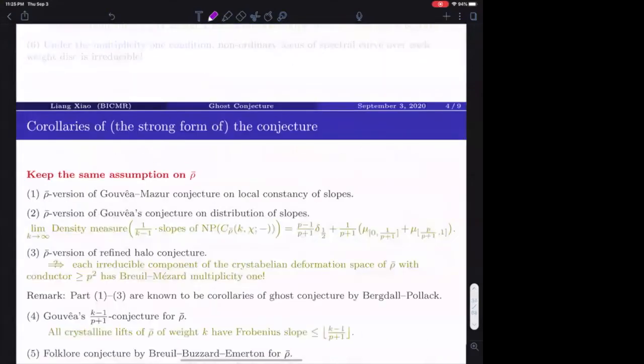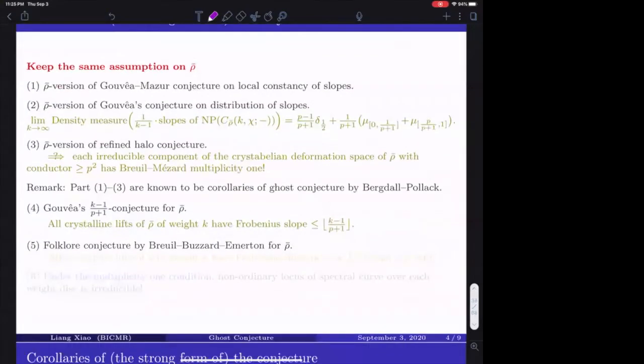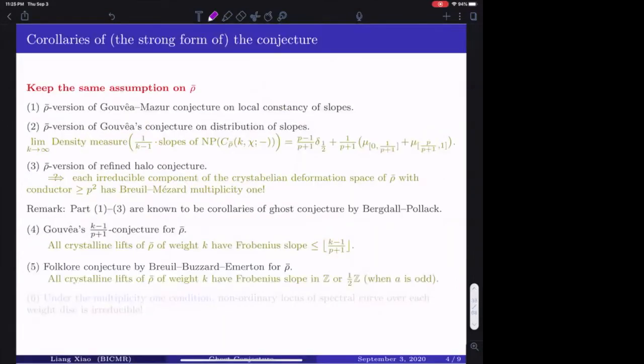Another folklore conjecture, this is a folklore conjecture by Breuil, Buzzard and Emerton. What they conjectured was that all crystalline lifts of this rho bar of weight k must have Frobenius slopes in Z or half of Z. Namely, there might be a half integer happening, but no more denominators. And this half integer happens only precisely when a is odd. When you restrict to inertia at p here, this is omega^(h+1) trivial star. So this a is odd.